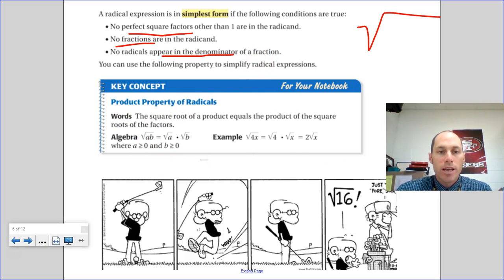So first of all, we're going to take a look at the product property. Product property says the square root of a product equals the product of the square roots. So for example, square root of 4x is equal to square root of 4 times square root of x. This is similar to, let's say we had the number 18. I can represent 18 as 2 times 9. I haven't changed the number, I've just broken it apart in a different way. So I can do the same thing with the radical, just as long as I keep the radicands above.